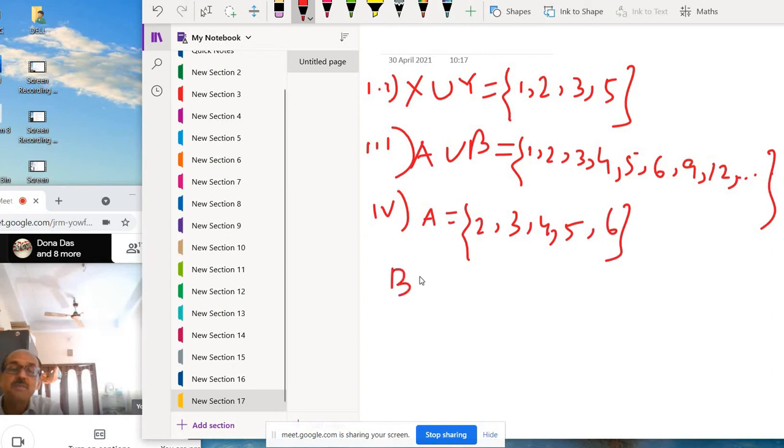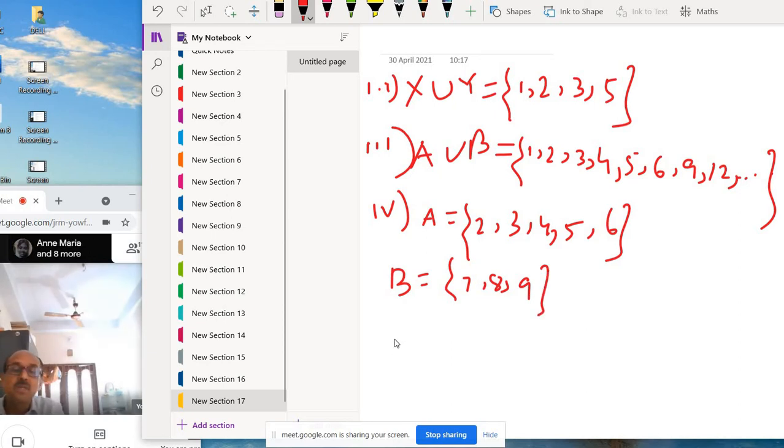Now B set. B is the set of natural numbers x where 6 less than x less than 10. There is no equal sign between 6 and 10, so B set is {7, 8, 9}.